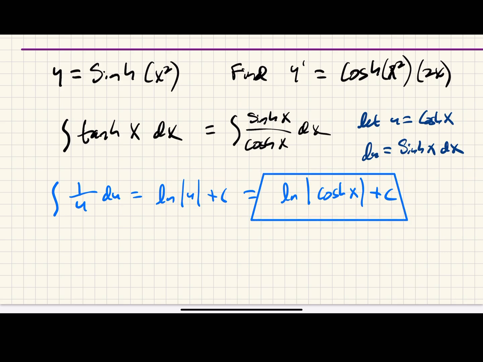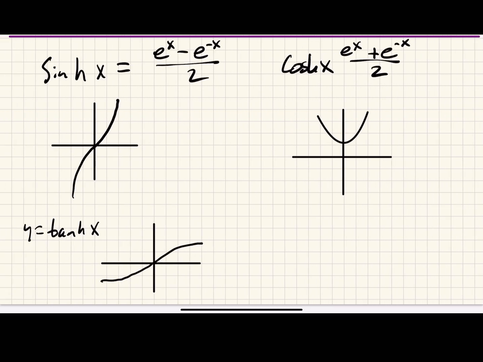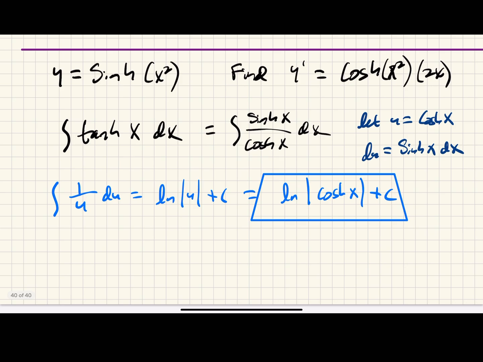So is that what you guys got? Natural log of absolute value of hyperbolic cosine plus c. I'm wondering if we need those absolute values. What did we decide about the hyperbolic cosine a little bit ago? It's always positive, yeah. And is it ever less than 1? No, it's not. So yeah, we don't even need the absolute values there, when we're working with real numbers.